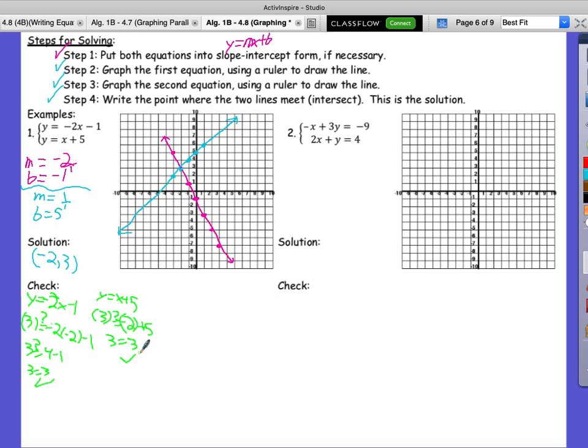Recap. 1. Put both equations in the slope-intercept form if necessary. We didn't have to do that one here. 2. Graph the first equation. 3. Graph the second equation. 4. Find where they intersect, write the point. Do we think this is really any new math? Nope. All we're doing is instead of having two lines on two different graphs, we're putting them on one graph and just saying, oh, where do they touch?